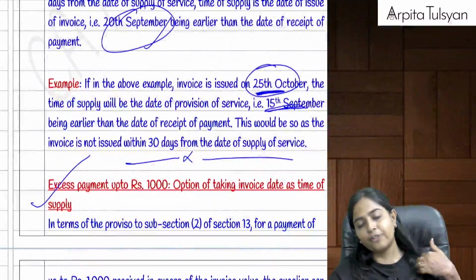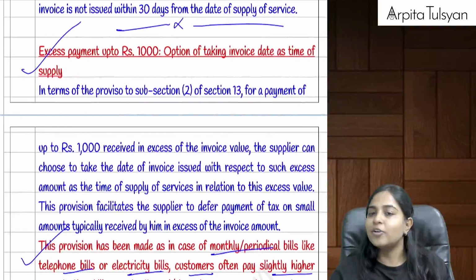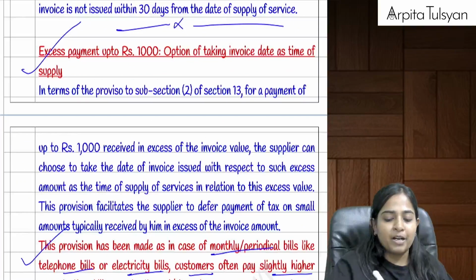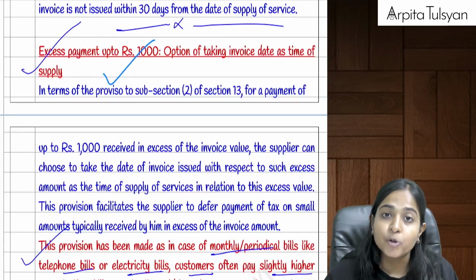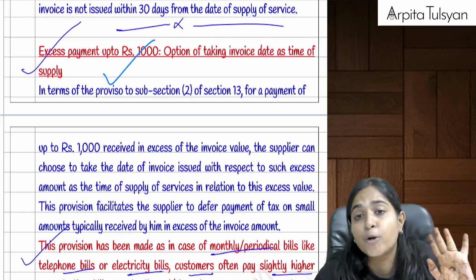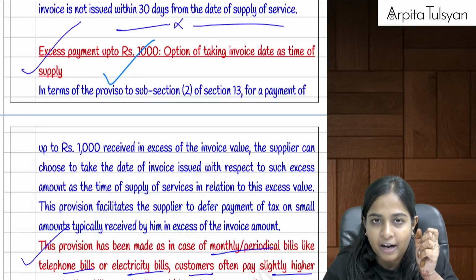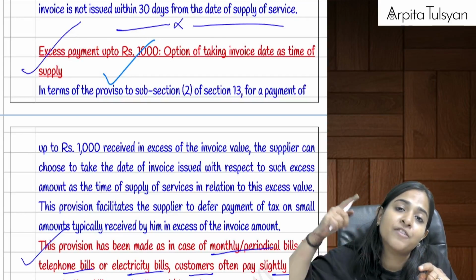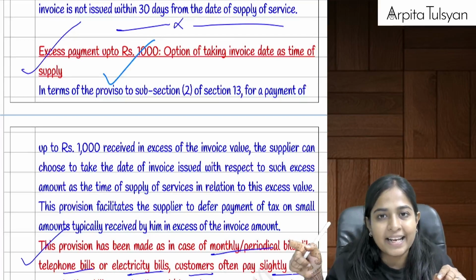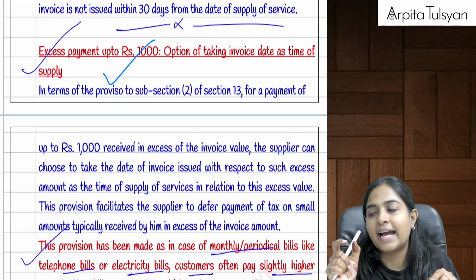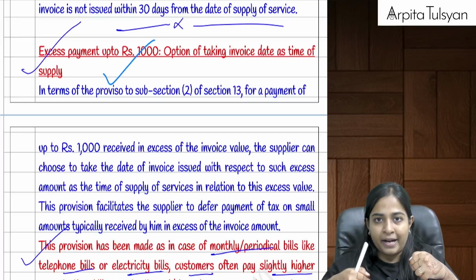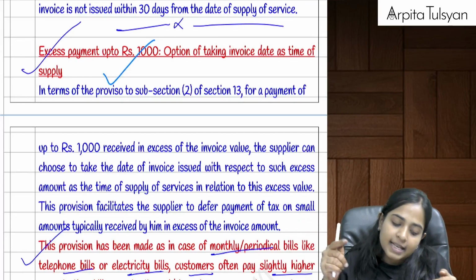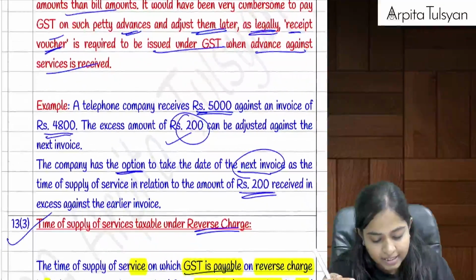Yes, some examples are given so that whenever you are doing it for the first time, at that time the concept becomes very, very clear. Then same excess payment up to rupees 1000, just like we had done in case of goods. Suppose while paying the Vodafone postpaid bill, I made some extra payment up to rupees 1000 only. Then for that excess payment, I can take the time of supply. That excess payment will be adjusted in the next bill. So for that excess payment that I have done, I have the option to take either the date of payment or the date of next invoice as the time of supply. Are you clear with this?